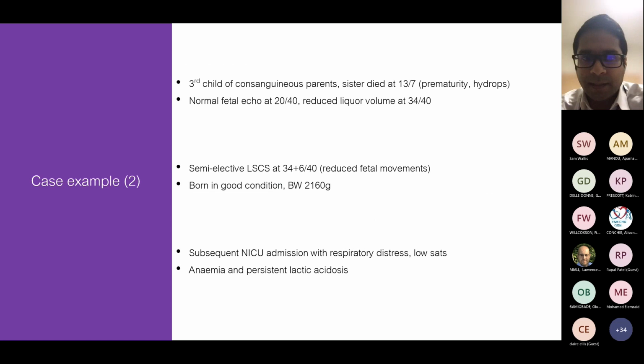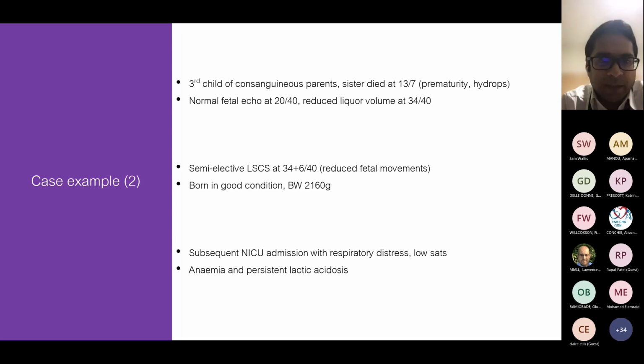Second case was again a baby who was born to consanguineous parents. There was a bit of a family history here of a sister that died at nearly 2 weeks with prematurity and hydrops. They had a fetal echo at 20 weeks, which was normal, with reduced LV volume at 34 weeks. So they were born by semi-elective section at 34 plus 6 weeks because of reduced fetal movements.